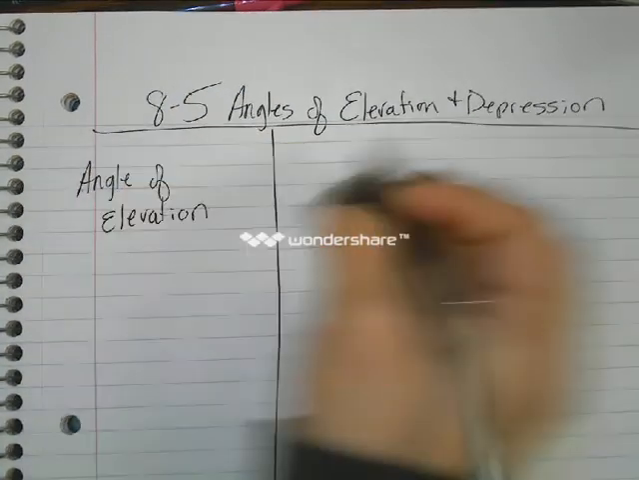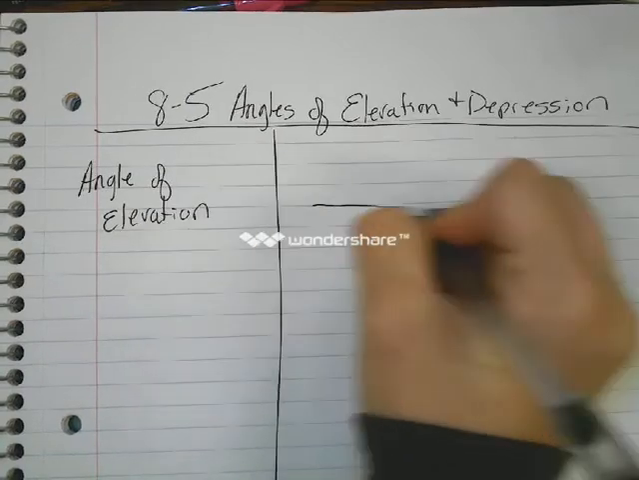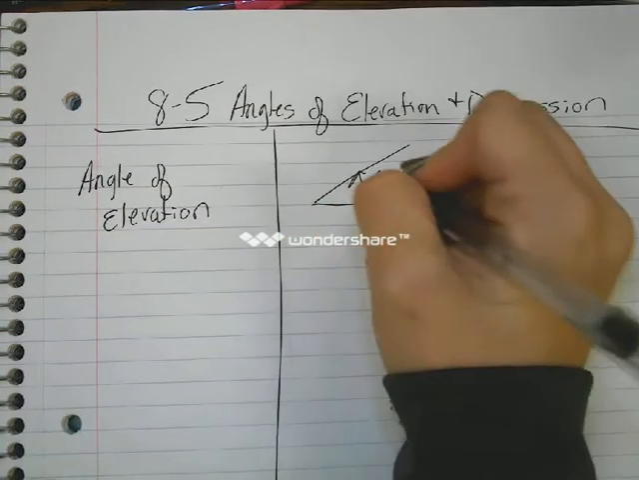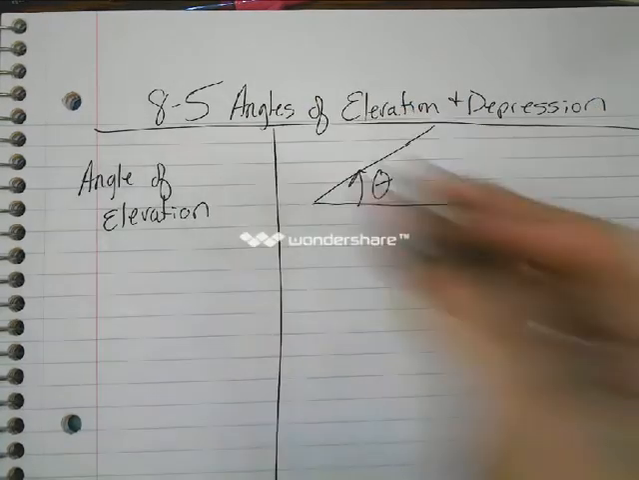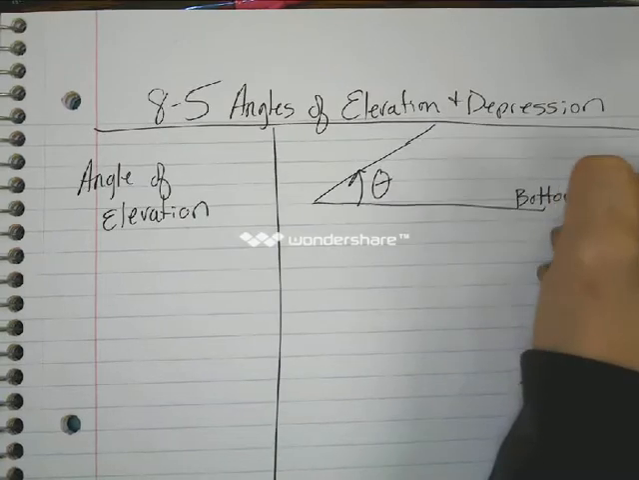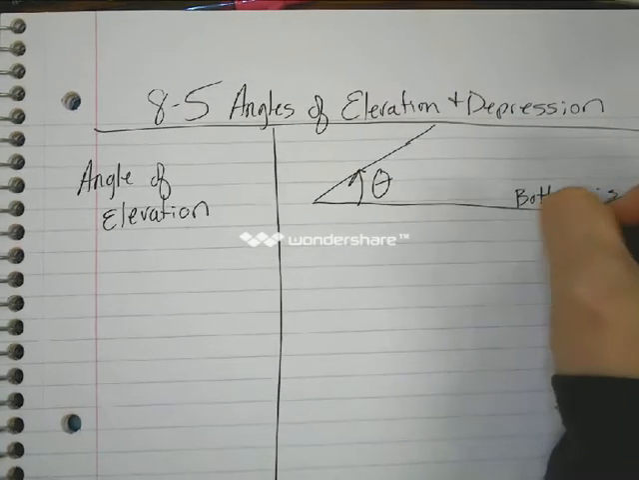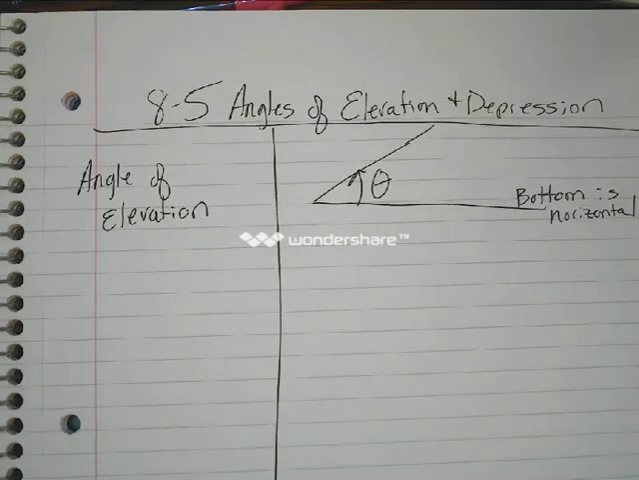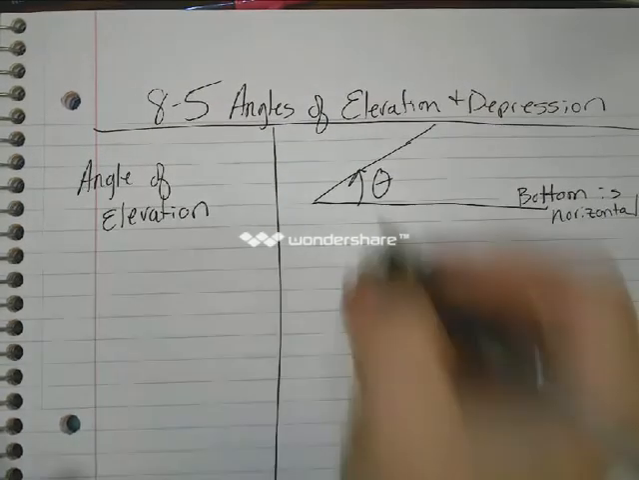An angle of elevation is formed by a horizontal line and is the angle that's measured up. So if you're going upward from a horizontal line, the bottom part of the angle is horizontal. Okay, so it's like you're on the ground looking up.